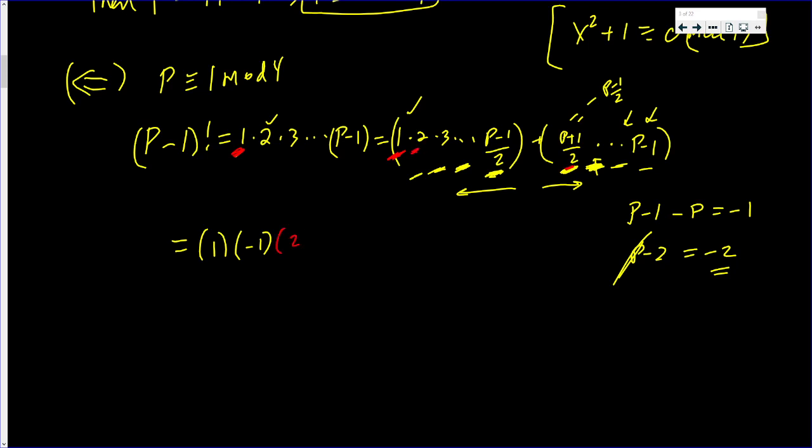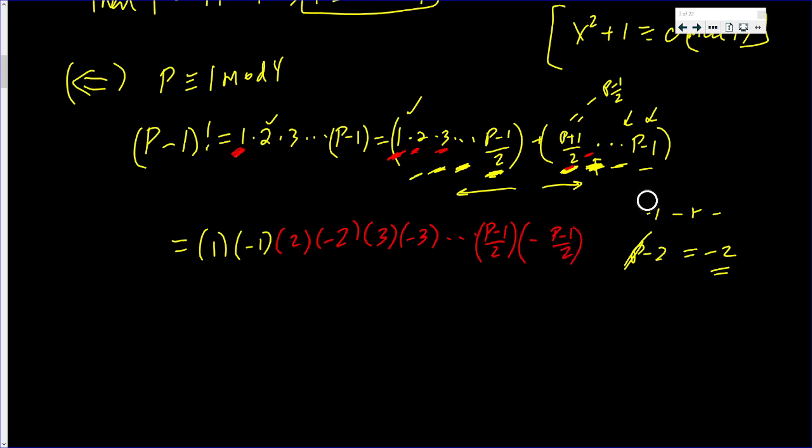The 2 comes from here. The negative 2 is the second one in. The 3 from here, and then a negative 3. All the way down to p minus 1 over 2 and negative p minus 1 over 2. Okay, so we have 1 minus sign, 2 minus signs. You're kidding me, they're counting for us. 3 minus signs. We have negative p minus 1 over 2 negative signs.